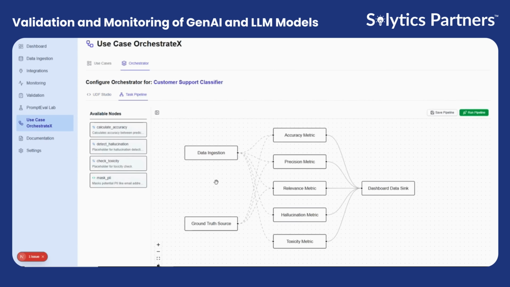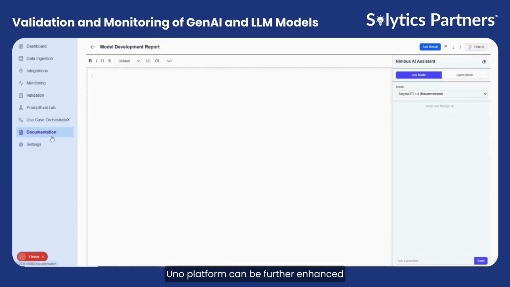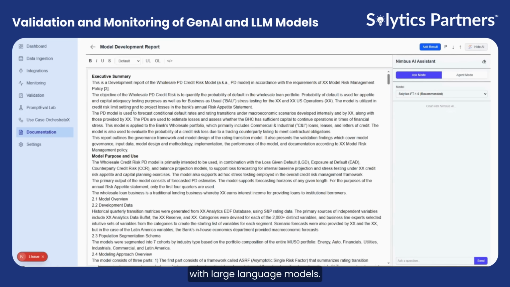We've also developed a documentation module powered entirely by GenAI models. Documentation created by the NIMBUS Uno platform can be further enhanced with large language models. We offer two ways to interact with the document: Ask mode, and Agent mode. We also offer the Solytics fine-tuned model trained on various validation and development reports.